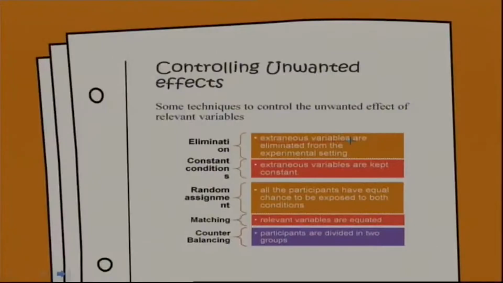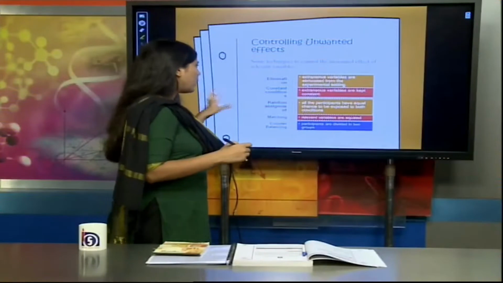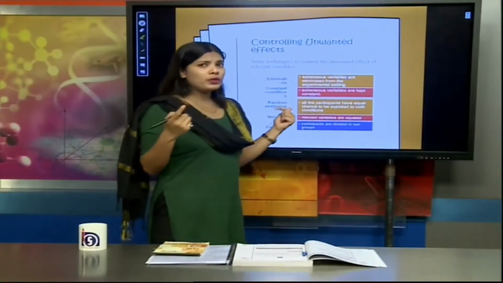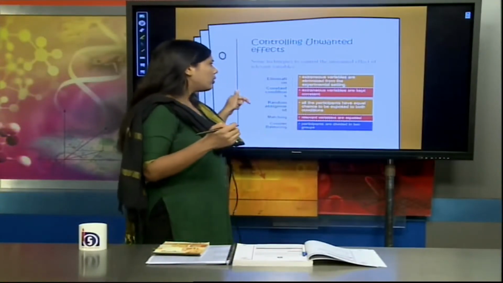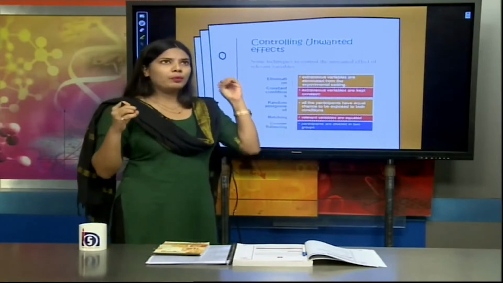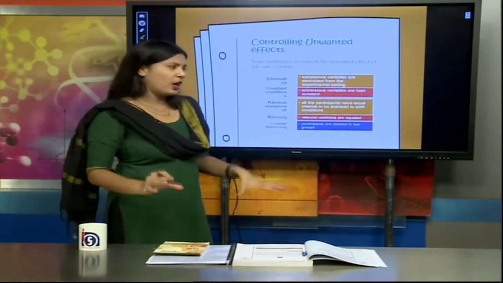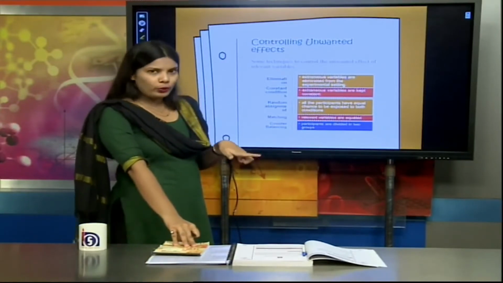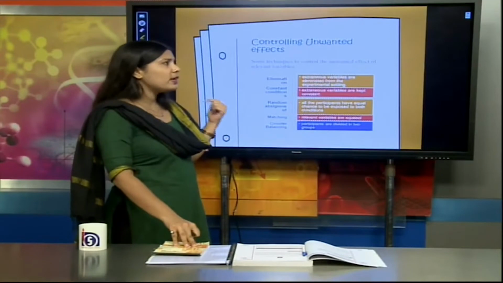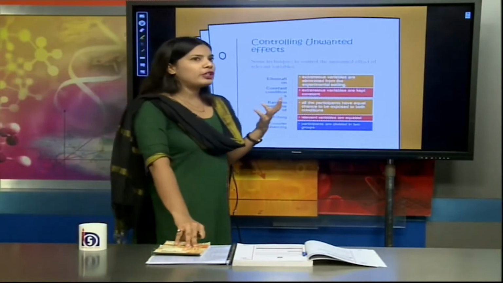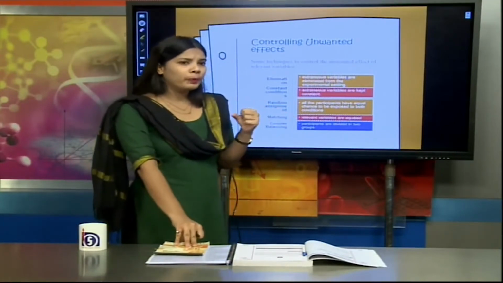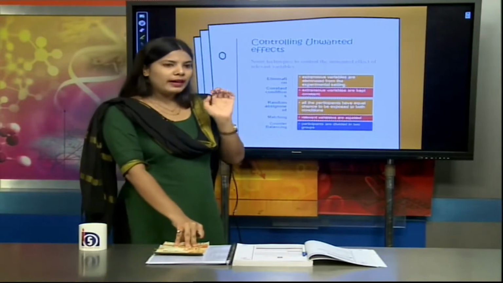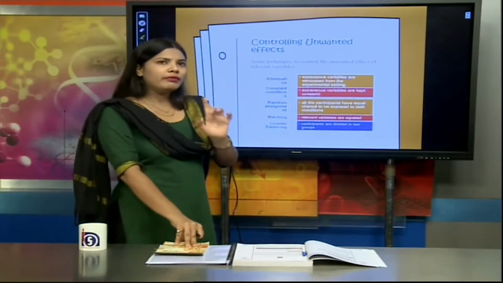Next is random assignment. All the participants have an equal chance to be exposed to all the conditions. Random assignment is usually used in the experimental method. Here each and every individual in the population has an equal chance to be exposed to the experimental group or the control group. For example, if there is a group of say 50 patients who are suffering from cold, and there is a medicine that says it can treat cold in 1 day.